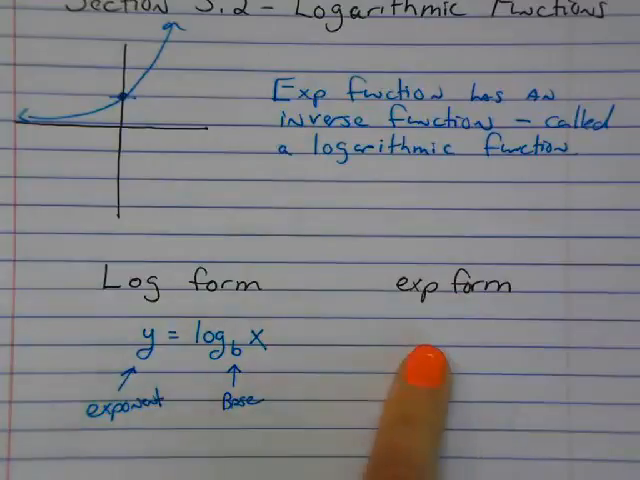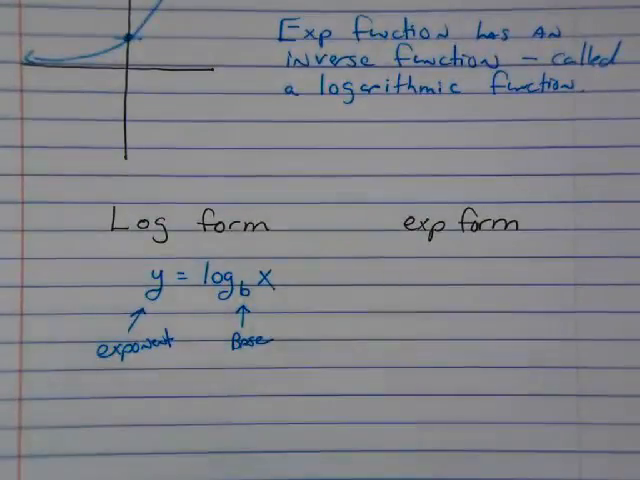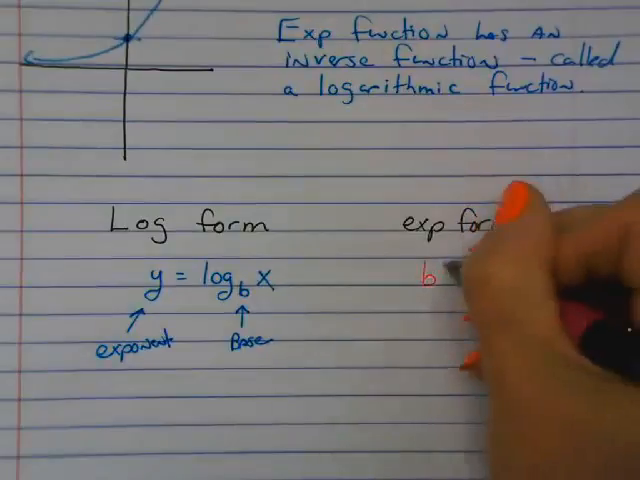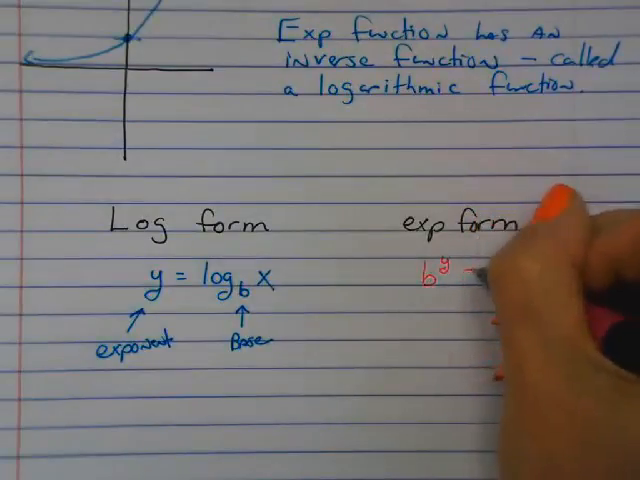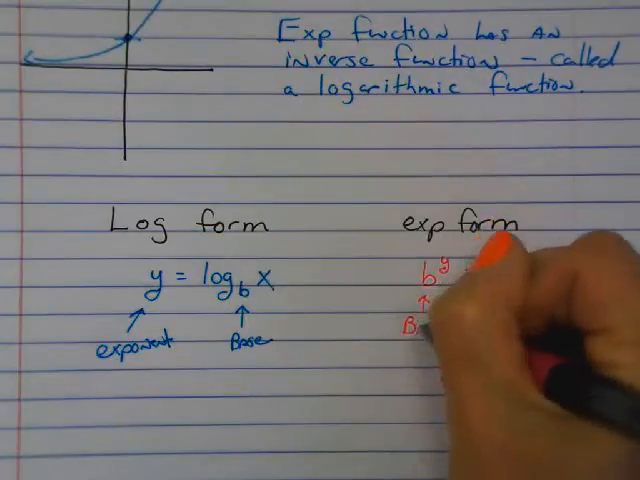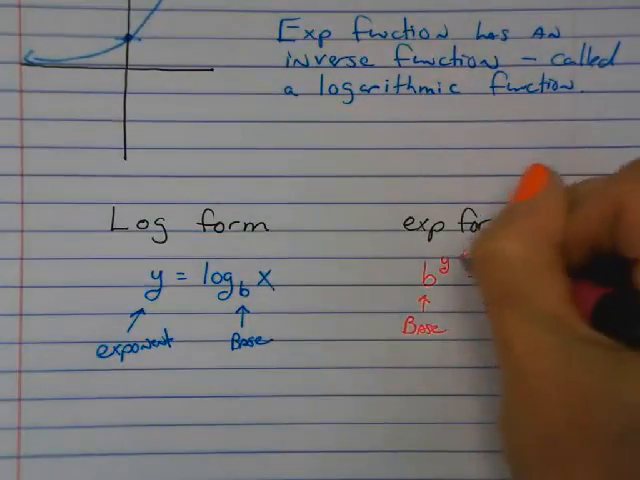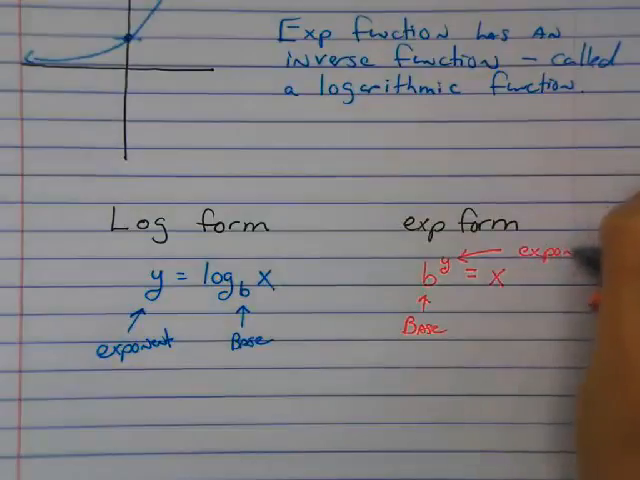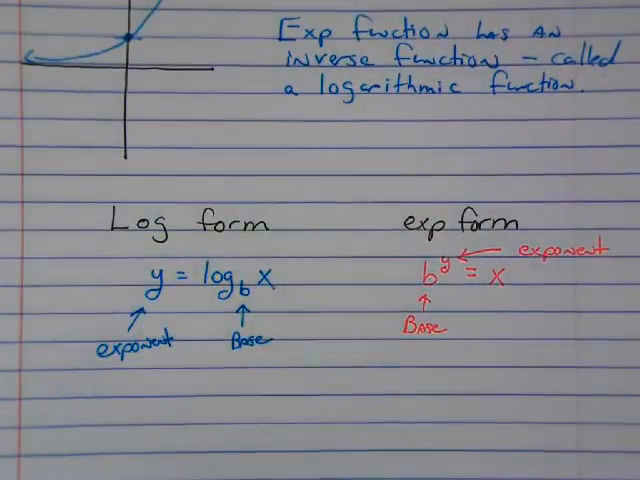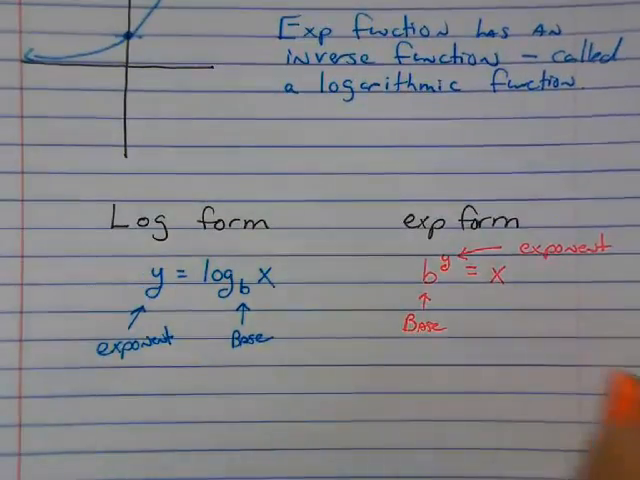Now, most of us prefer to be in exponential form. It's just what we're familiar with. So your exponential form would look like the base raised to some exponent is equal to x. This is your base, and this would be your exponent. Alright, so let's practice going back and forth to start our lesson.